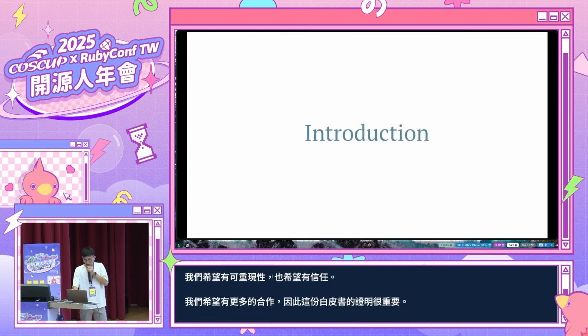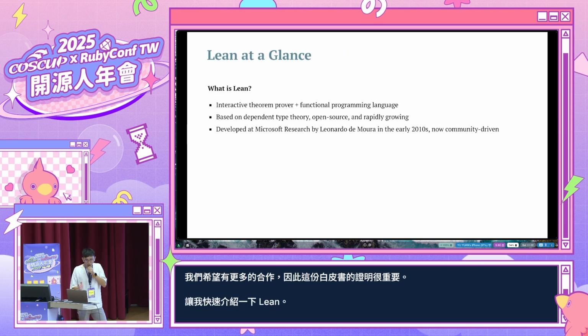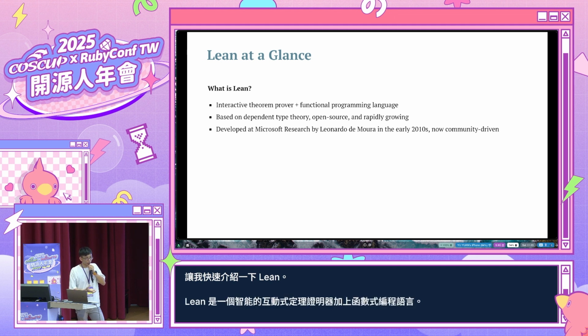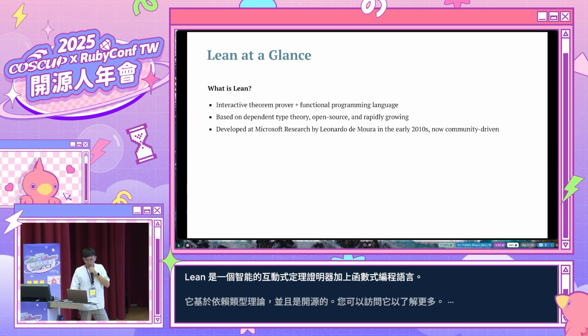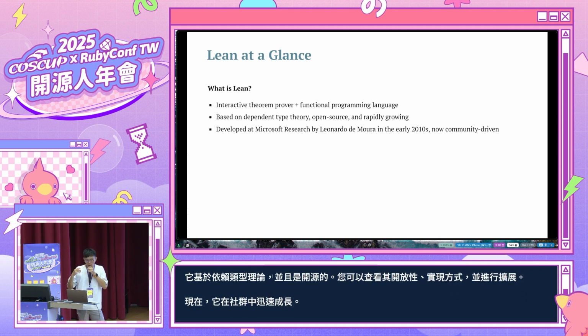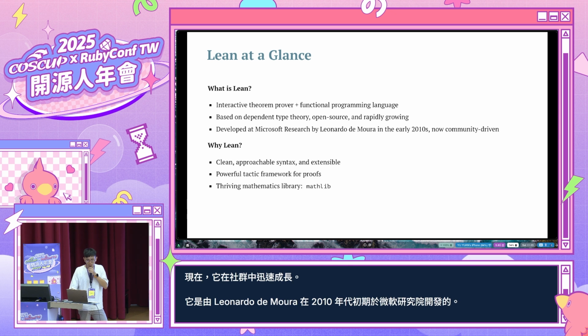Okay, so let me do a quick introduction to Lean. Lean is an interactive theorem prover plus a functional programming language. It's based on dependent type theory and it's open source. You can visit it to see its implementation, and you can extend it. Now it's rapidly growing through its community. It was developed at Microsoft Research by Leonardo de Moura in the early 2010s. It is about 15 years old, and now it's community-driven.